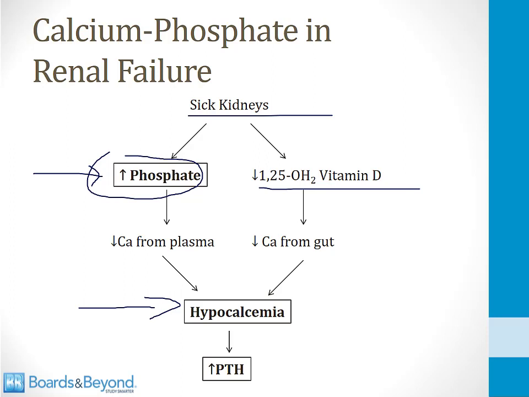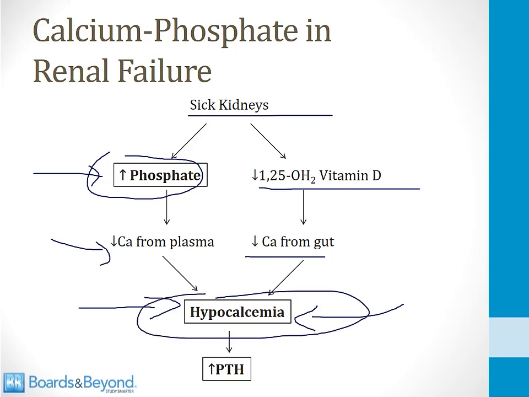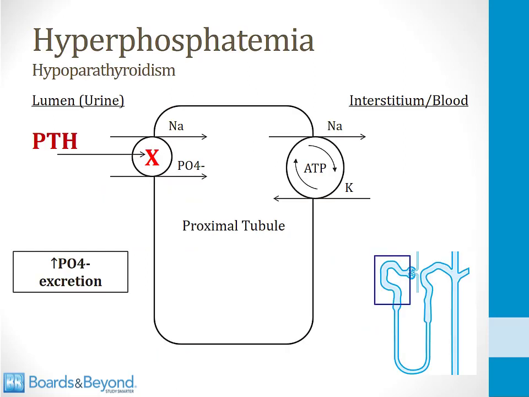This leads to less calcium from the gut, and that contributes to hypocalcemia. In addition, the elevated phosphate pulls calcium out of the plasma, and this also leads to hypocalcemia. In turn, the low calcium increases the parathyroid level, and therefore parathyroid hormone levels are usually increased in patients with renal failure.